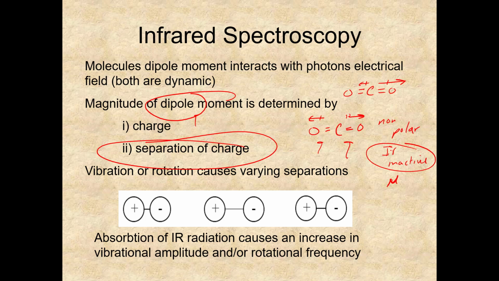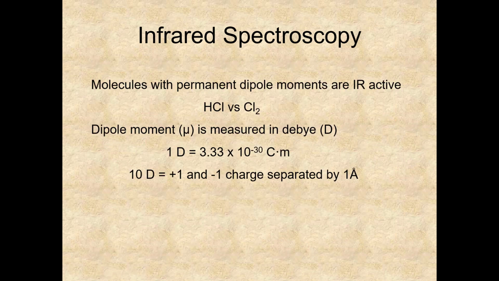Okay, so that's the basis for a signal. It has to be a molecule that has some polarity or dipole moment. So we can look at HCl versus Cl2. We can see that HCl has a dipole moment based on the electronegativity difference of the H and the Cl, of 3.3 times 10 to the -30 coulomb meters, or one Debye, right? So a 10 Debye charge separation is basically a +1 and -1 charge separated by 1 angstrom.